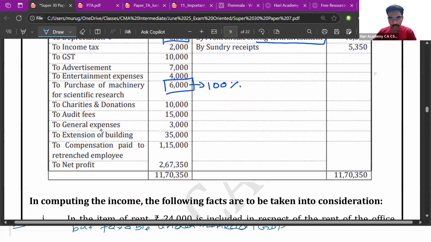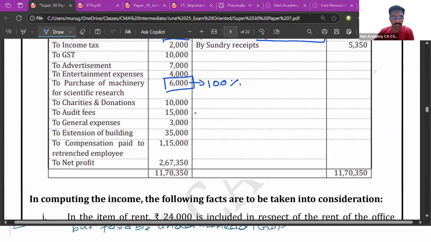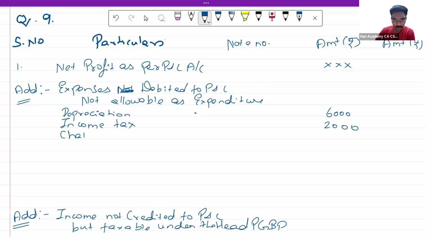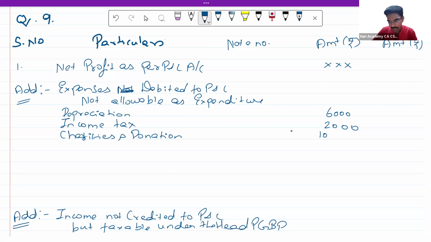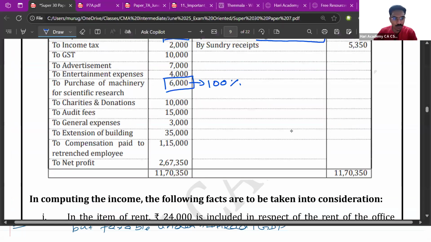Next, charities and donations. Charities and donations, it is not an allowable expenditure because that is not pertaining to business. This is not in relation to business. Hence, it is not allowable under section 37. Hence, this has to be added back. 10,000. Next, audit fee, we do not have a problem.